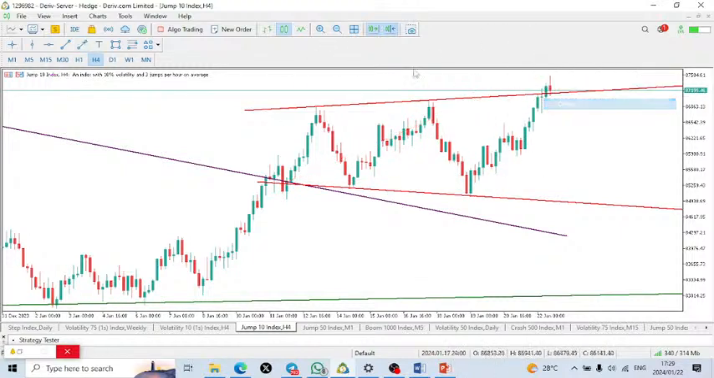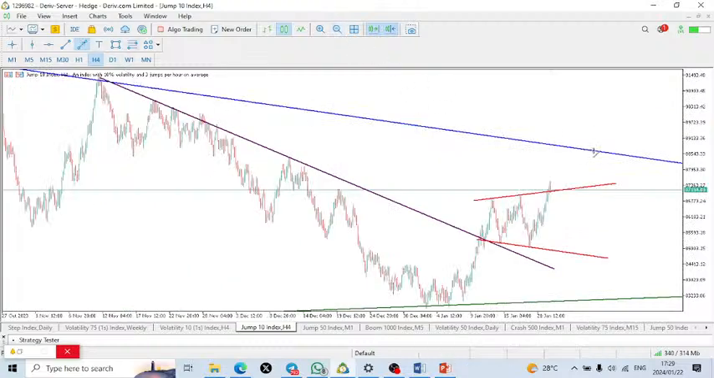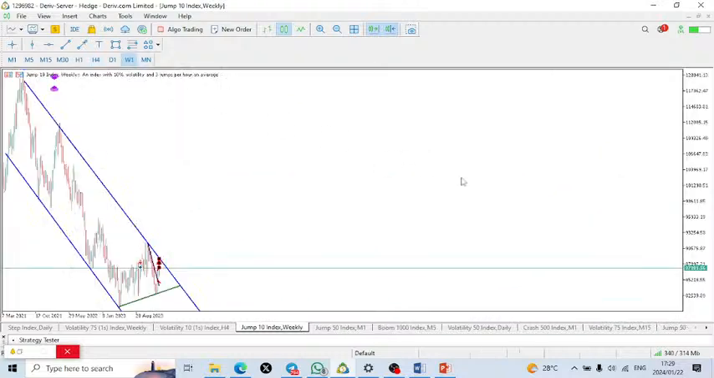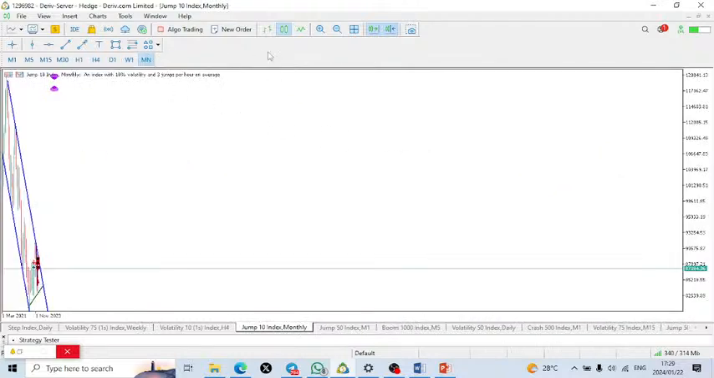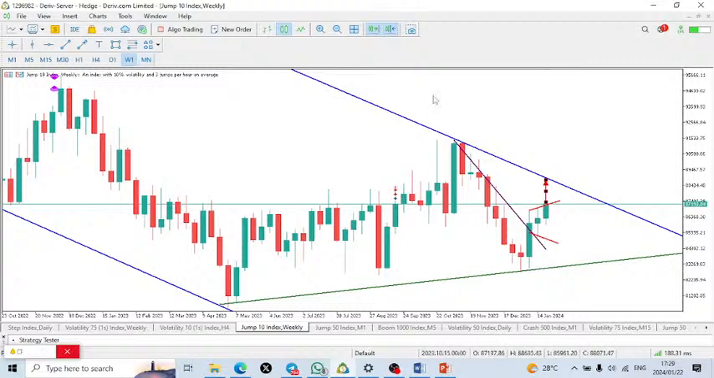So what we are anticipating is that price is likely going to move up, probably reach this particular level here, and then when that happens, let me just go to the weekly, monthly. Okay, for the month of January, price is very bullish. So there's a possibility that there can be a breakout. So it's just a waiting game.